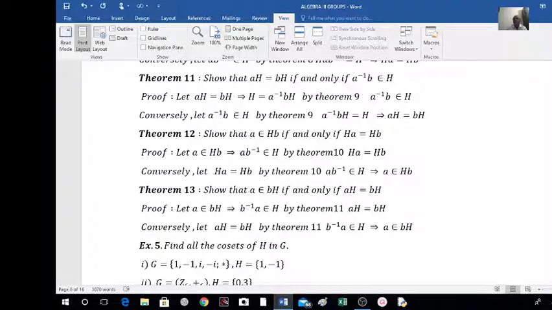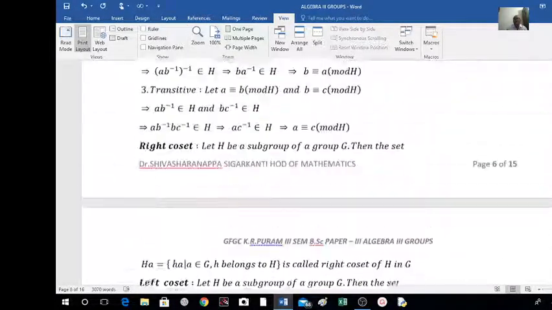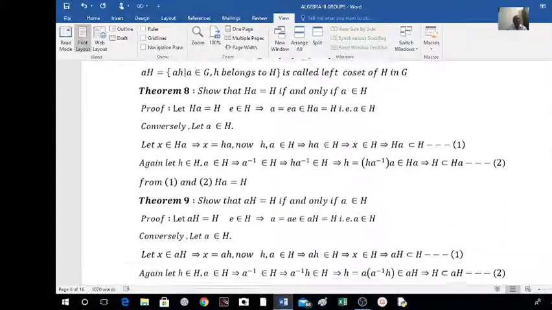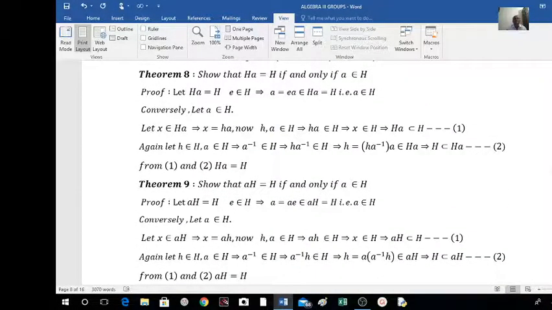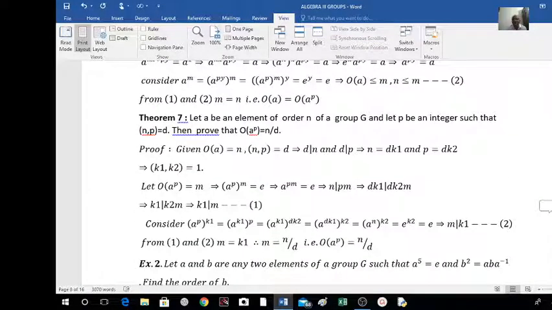So totally there are 6 theorems, 6 properties on the quotients. The first two are very important. That is, HA equals H if and only if A belongs to H. The second theorem is AH equals H if and only if A belongs to H. Then the next 4 are the byproducts that we derive using these two theorems. Okay, I'll stop here. Thank you.